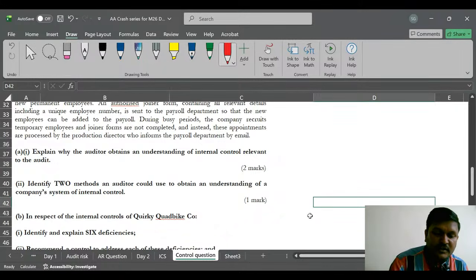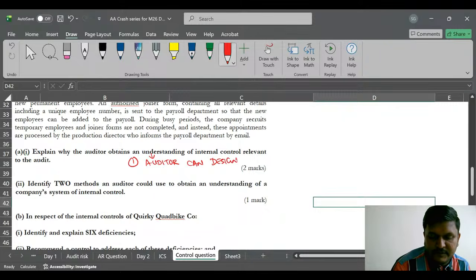We'll get a mark for point number 1, mentioning that, okay, to gain understanding. By understanding this, the auditor can design their audit procedures. The auditor can design the nature, timing and extent of their audit procedures. I'm putting APs for audit procedures.